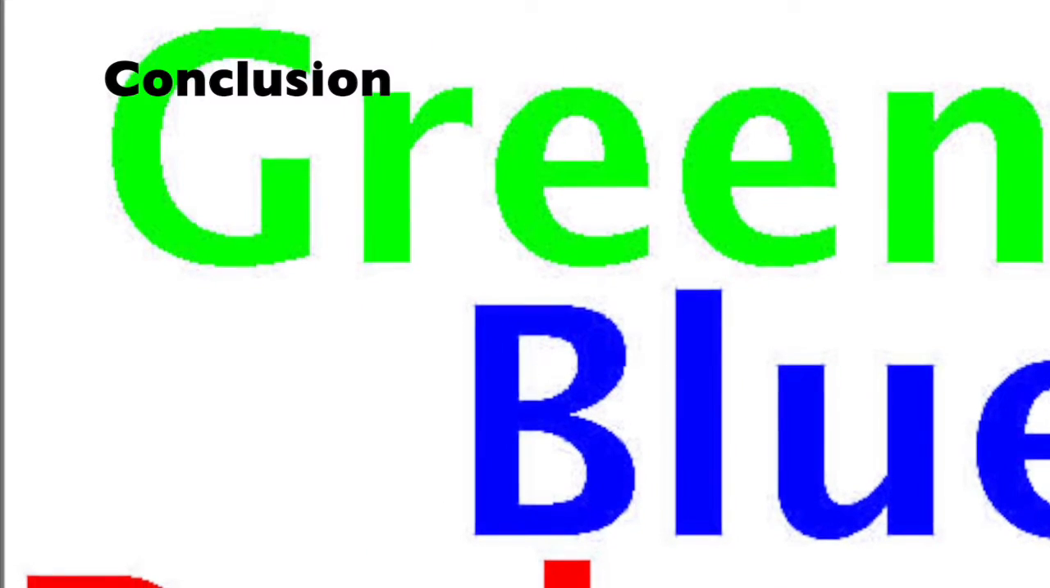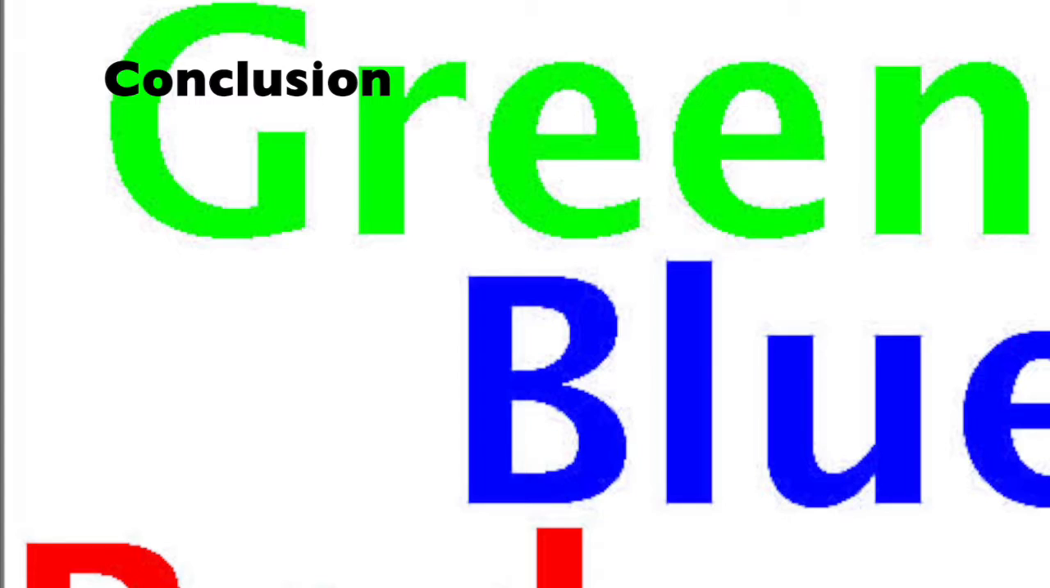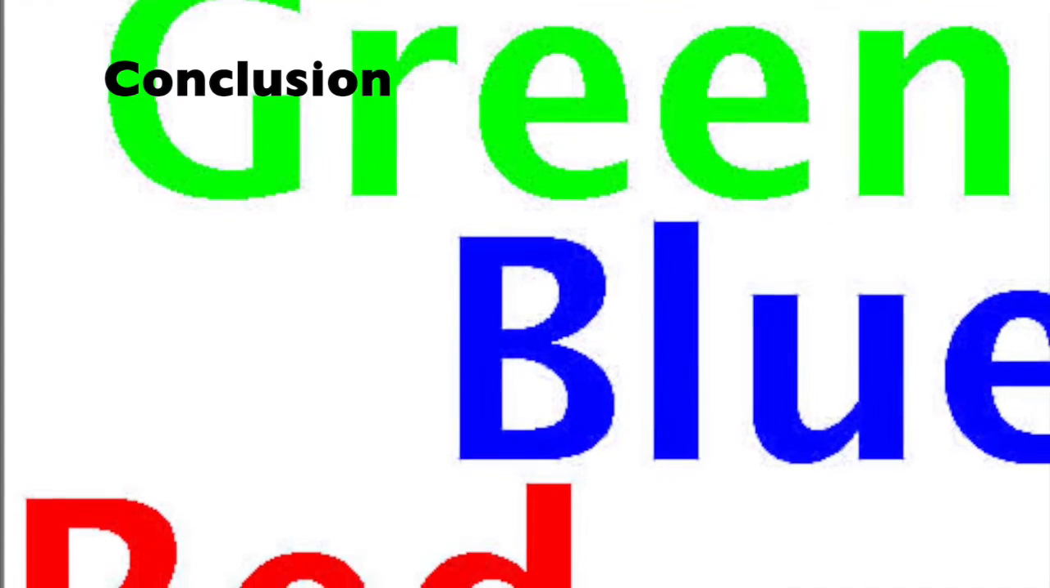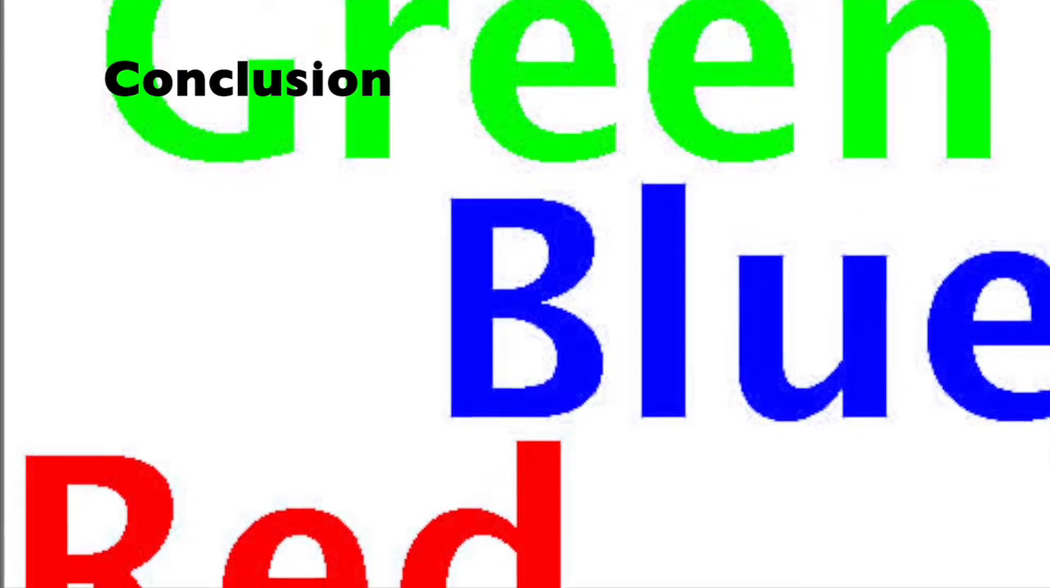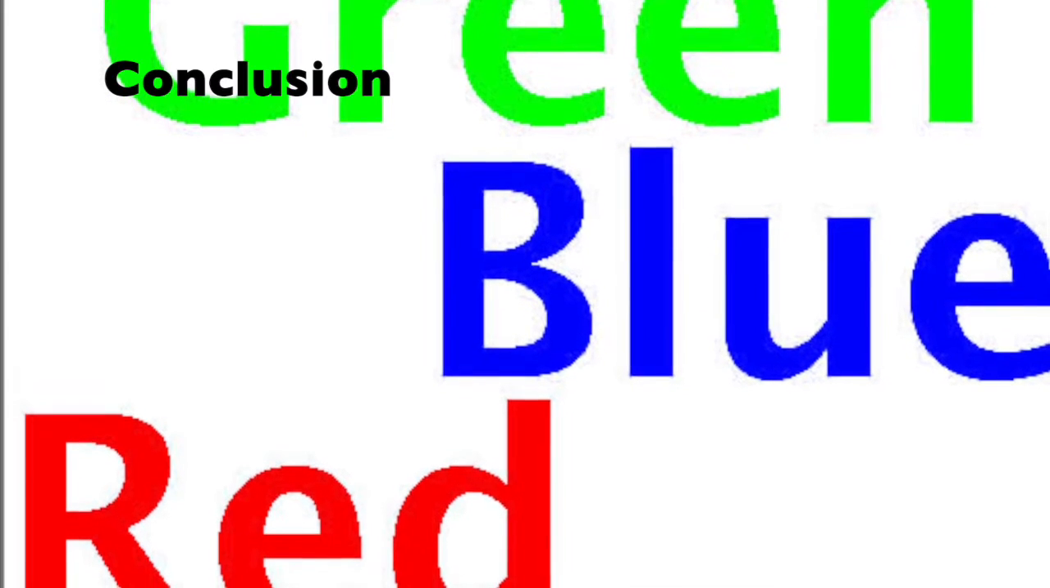Conclusion. My hypothesis is correct. Participants who saw the same color and its name read them faster. When participants were asked to read the color of the word, they had more trouble focusing on the actual color rather than on the word written.